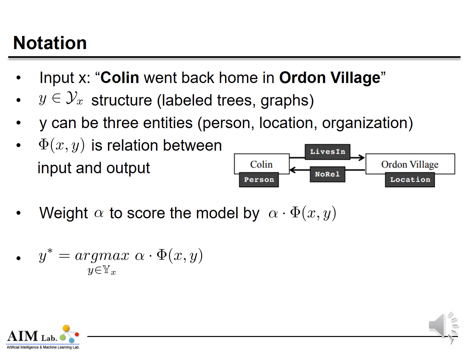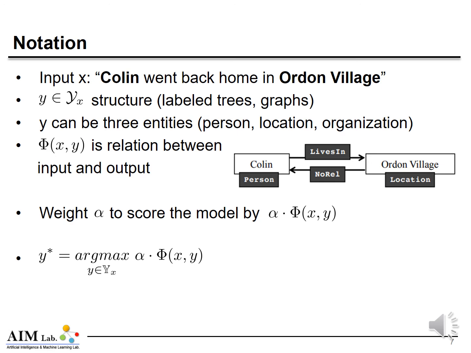This figure shows an example of the entities and relations. The nodes are entity candidates, and the directed edges indicate relations. A standard way to model the prediction problem requires learning a model that scores all structures in Y(X) and searching for the score-maximizing structure. For this, we use a weight vector alpha, and using the dot product between phi and alpha, we calculate the score of the model. And the goal of prediction is to find the structure Y star that maximizes this score.